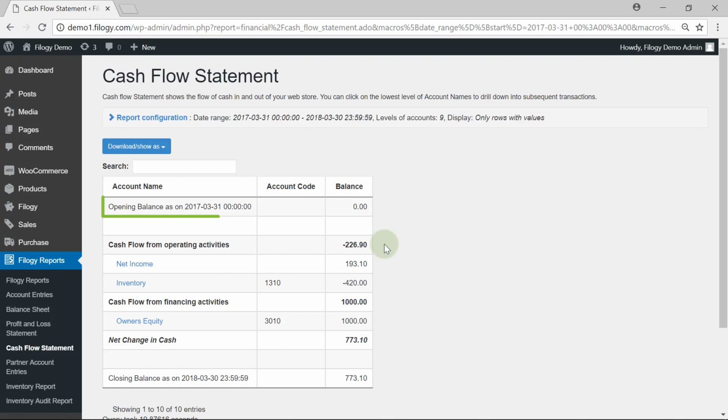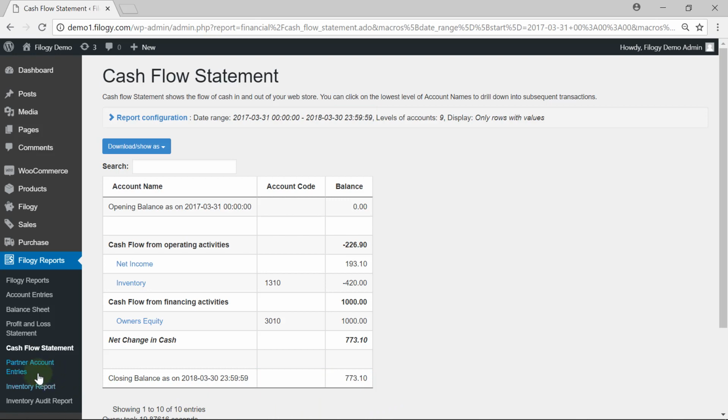Cash flow statement shows how much money you have at the beginning of the interval. You did not have any money at all. You can also see the generated and spent cash in the time period. You had $193 net income, which is the difference between revenue and costs, and spent $420 for inventory. In addition, there was $1,000 increase in equity in financial cash flow. You can see that your money increased by $773 in the month. So after your initial $0, you currently have $773 cash at the end of the interval.